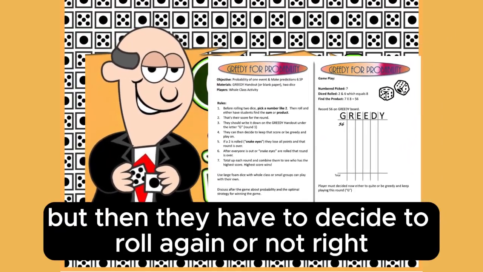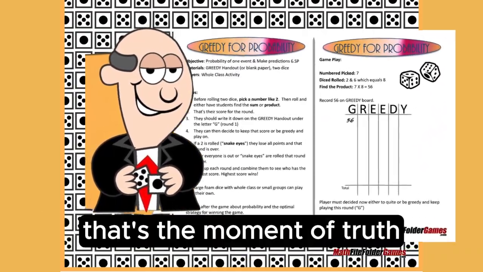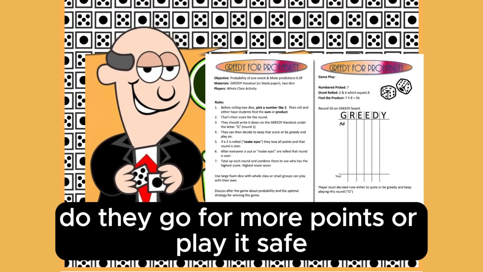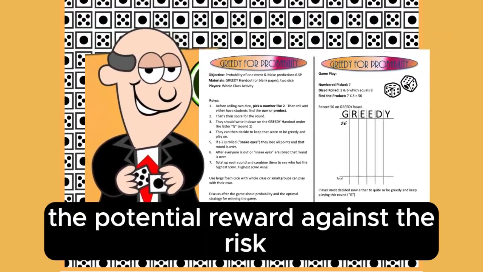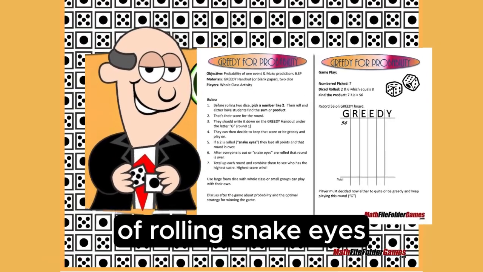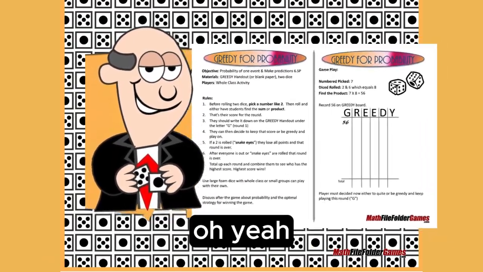But then they have to decide whether to roll again or not, right? That's the moment of truth. Do they go for more points or play it safe? I can just imagine the tension in the classroom. It's all about weighing the potential reward against the risk of rolling snake eyes. Ooh, yeah, that's a game changer.